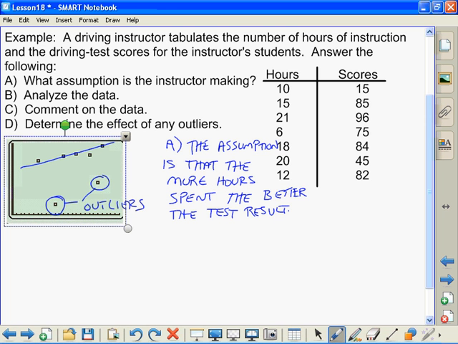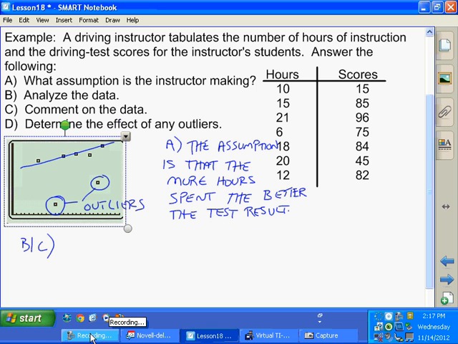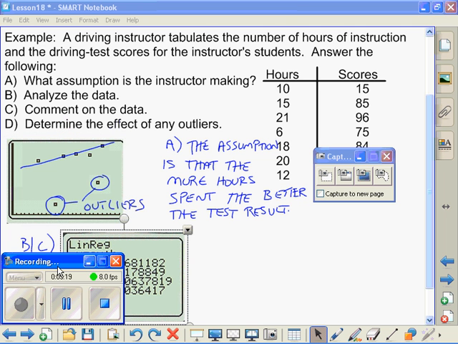All right, so that's the assumption. So let's analyze that data. Let's take a look at it and see what we think. So we're kind of doing B and C at the same time here. So I'll put B and C. Analyzing the data. Let's put it in the calculator and see what comes out of it. So let's do the statistical analysis at this point, and we'll find out what that result is.